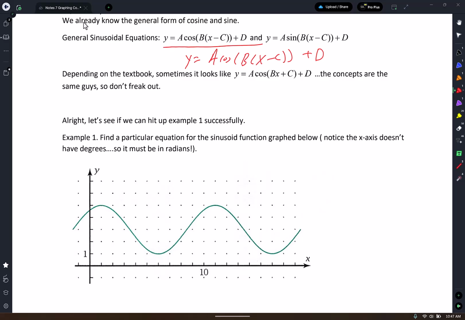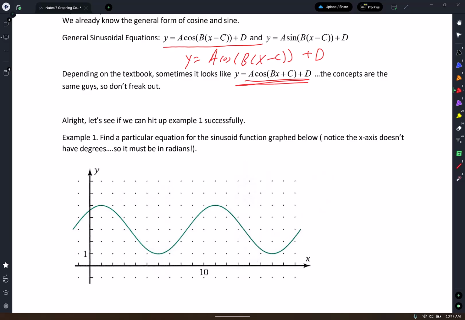So when you go to the university, or when you look at a different textbook, you might see this right here. Relax. It's the same expression. The only difference is that some authors like to write with the b in there like that. So don't freak out.